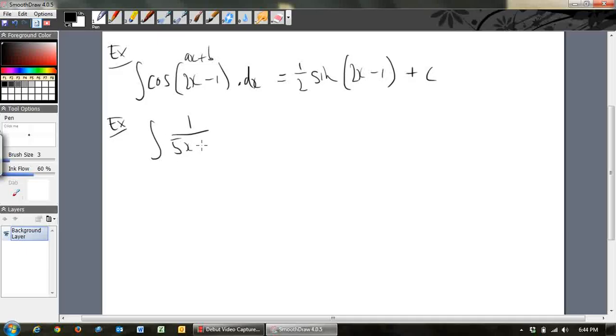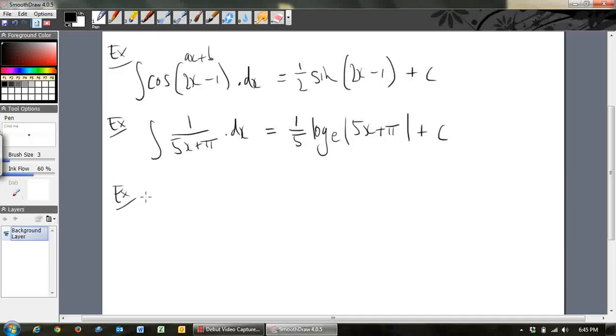What else have we got? 1 over 5x plus pi, dx. Look at the formulas again. That'll be log e of 5x plus pi, just reading it straight off the formula, and then we're going to divide by 5, so 1/5 of that plus c.